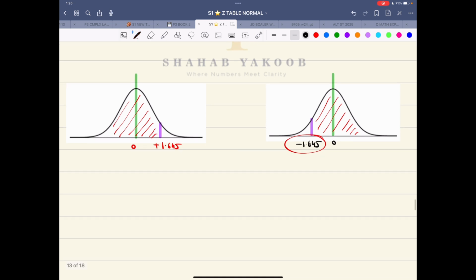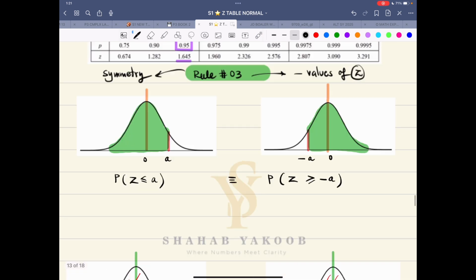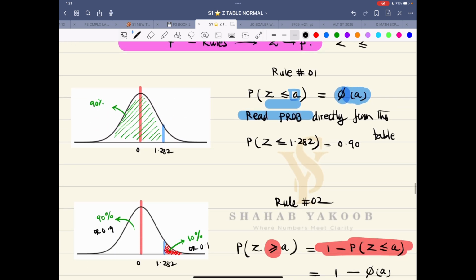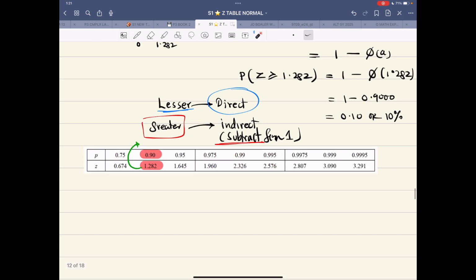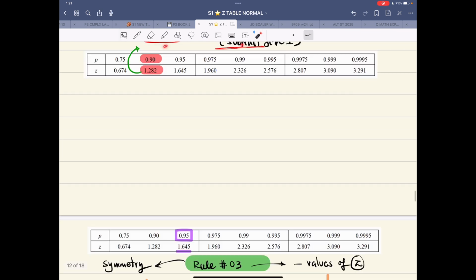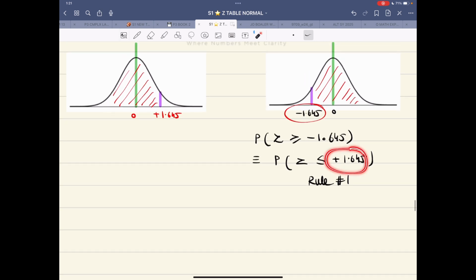So that means if this is being asked, probability z is greater than or equal to negative 1.645, let me put in the decimal, that is the same thing as by symmetry, z is lesser than or equal to positive 1.645. Isn't this the same thing as rule number 1 which we just studied? Lesser is direct, greater is indirect. Lesser is direct because it's a positive z value from here to here. This part was symmetry. So this is what symmetry is all about.